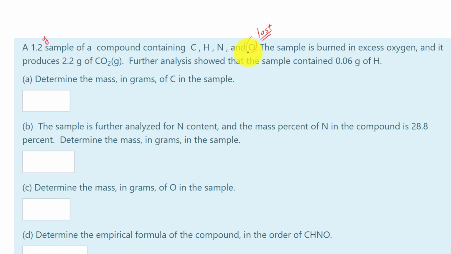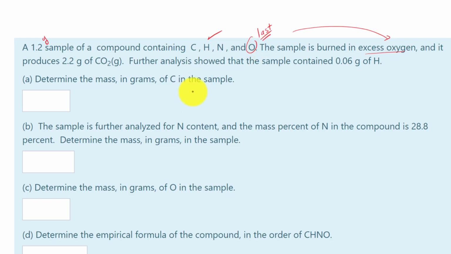Whenever you see oxygen right there, right away you need to think, I have to convert everything to grams to solve that last. Now the sample is burned with excess oxygen, and it produced 2.2 grams of carbon dioxide. It is further analyzed and showed that the sample contains 0.06 gram of hydrogen. Oh look, that's easy. Now part A, solve for carbon. So we have to solve the mass of each one of them at a time in order to solve oxygen last. Keep that in mind.